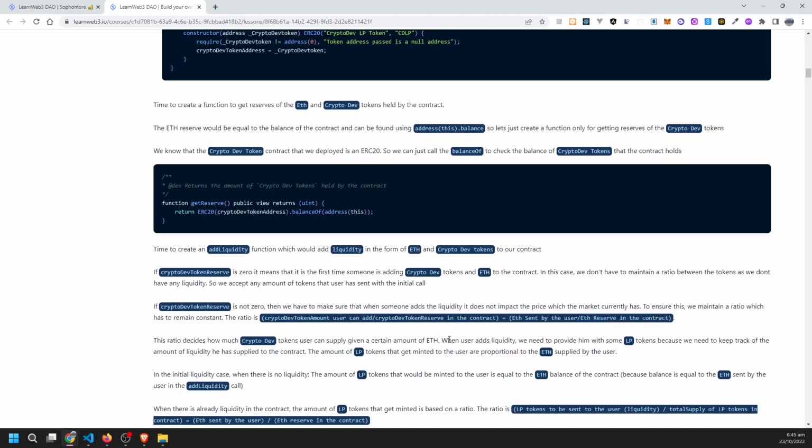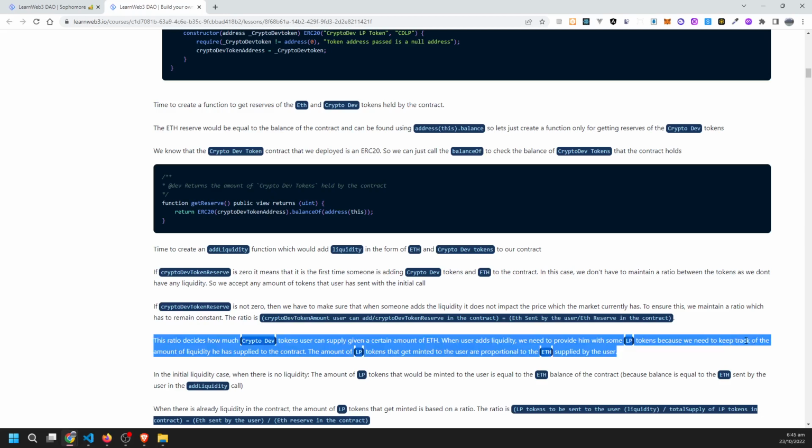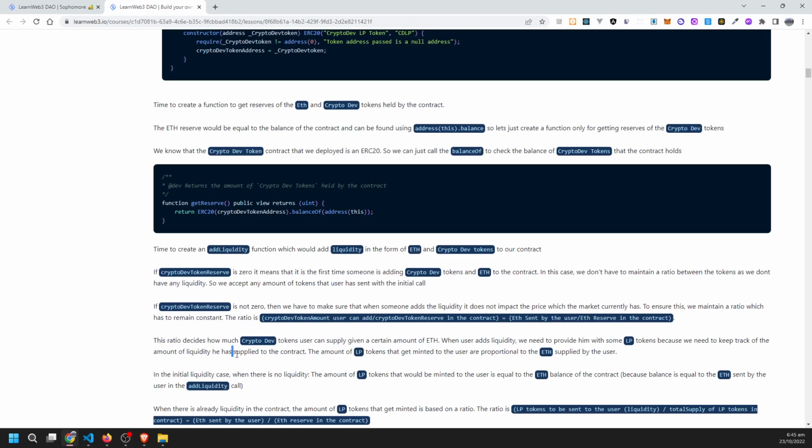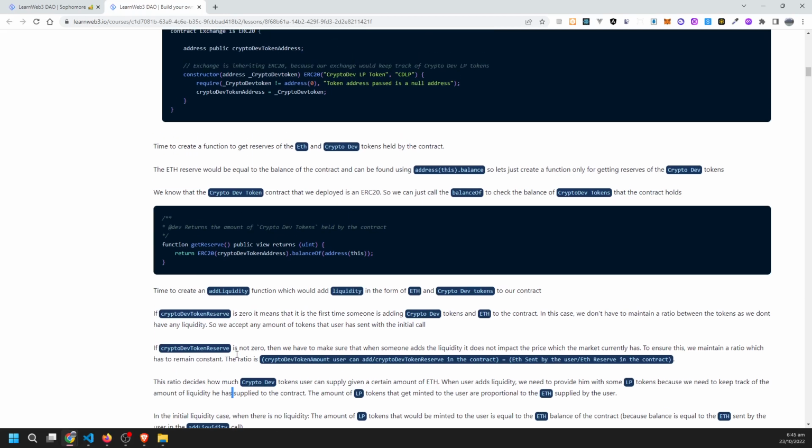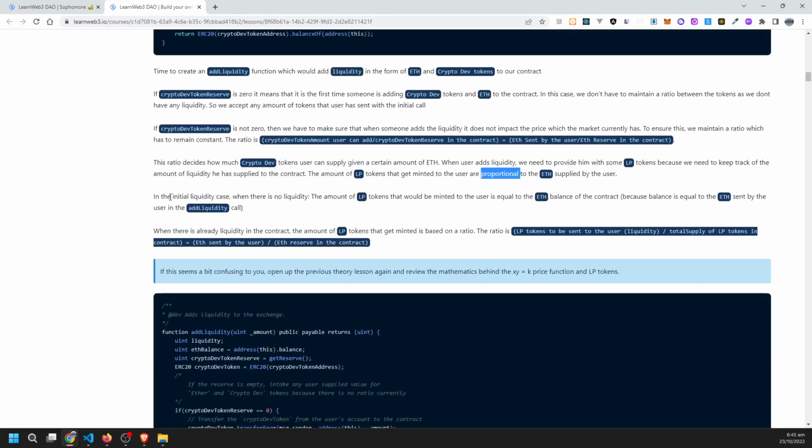Given a certain amount of ether when the user adds liquidity, we need to provide him with some LP tokens because we need to keep track of the amount of liquidity he has supplied to the contract. The amount of LP tokens minted to the user is proportional to the Ethereum supplied by the user. In the initial liquidity case, where there is no liquidity, the amount of LP tokens that would be minted to the user is equal to the Ethereum balance of the contract, because the balance is equal to the Ethereum sent by the user in the addLiquidity call.